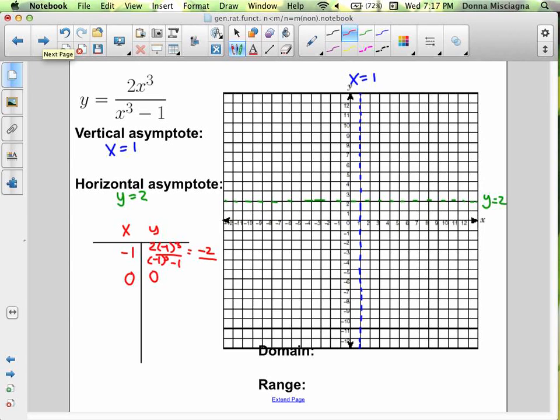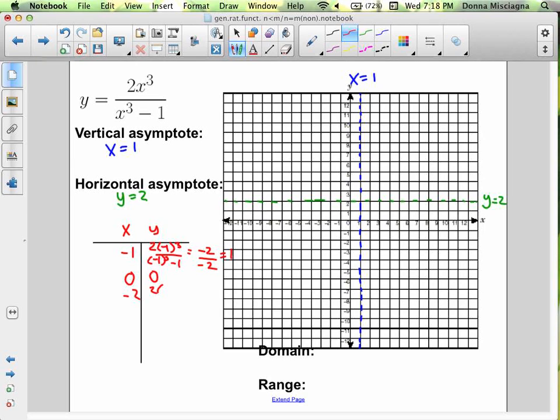Reminder, this one is in your notes. Negative 1 cubed is negative 1. Negative 1 minus 1 is negative 2. And so that is 1. All right? Let's graph actually one more point. So let's graph negative 2, just so that we have one point a little closer to the horizontal asymptote, since we're 1 away right now.